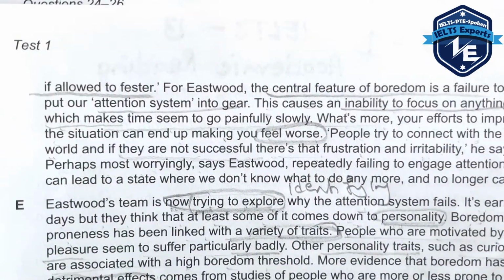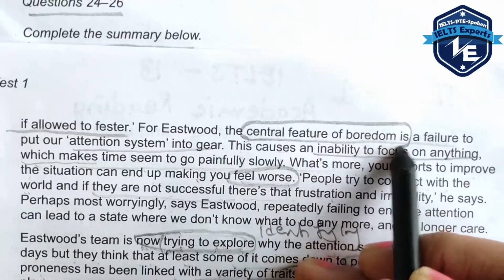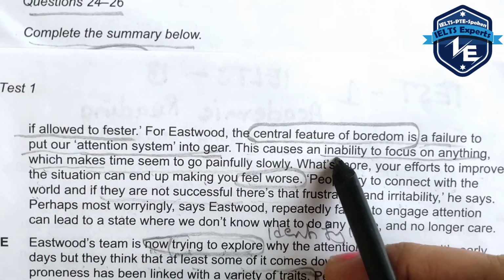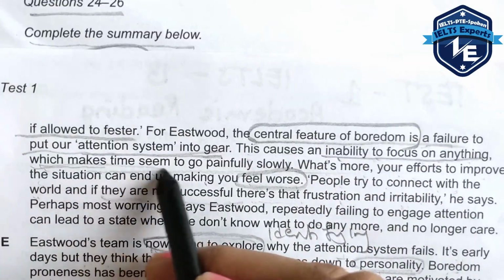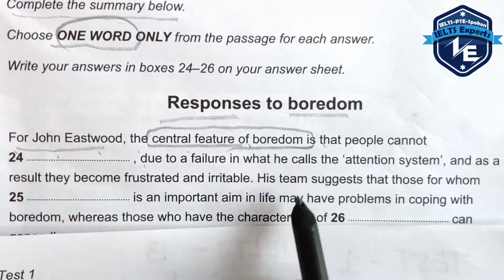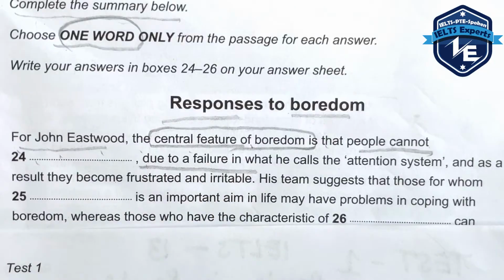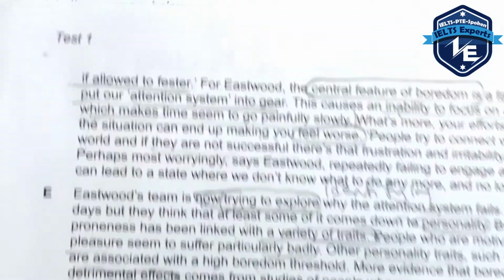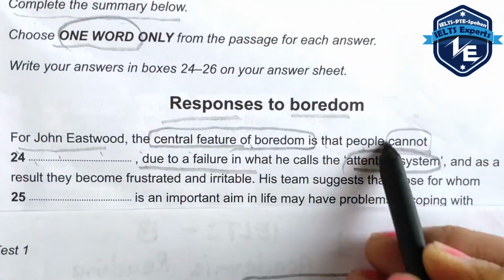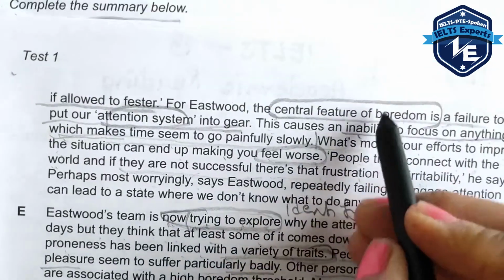Central feature of boredom, yes, I got this. The central feature of boredom is a failure to put our attention system into gear. This causes an inability to focus on anything. Yes, for John Eastwood, the central feature of boredom is that people cannot, due to a failure. Okay, attention system we got here, attention system is also here. What they are saying is that people cannot, this causes an inability to focus on anything.